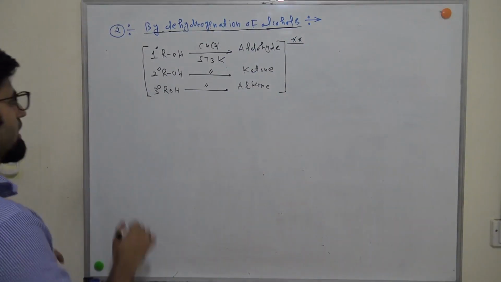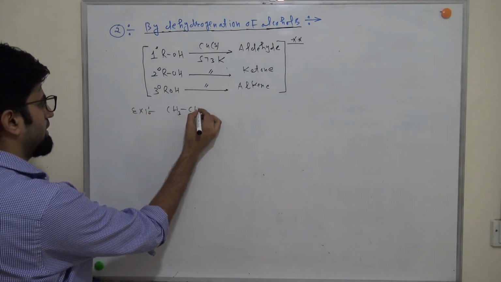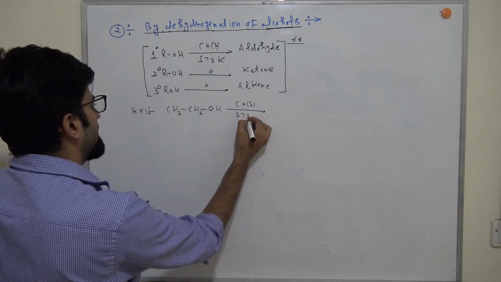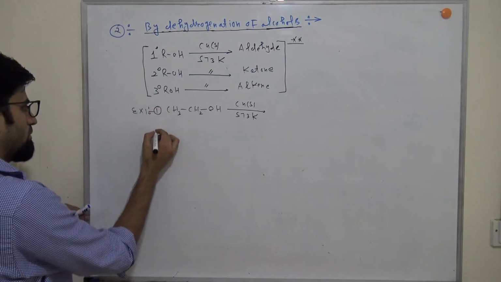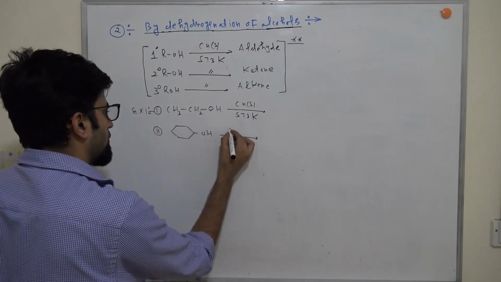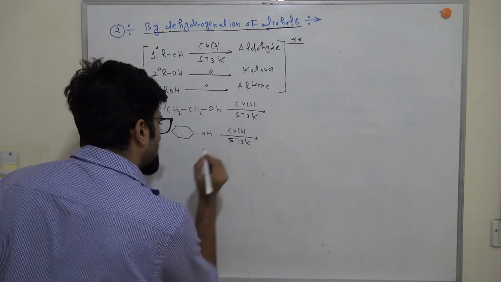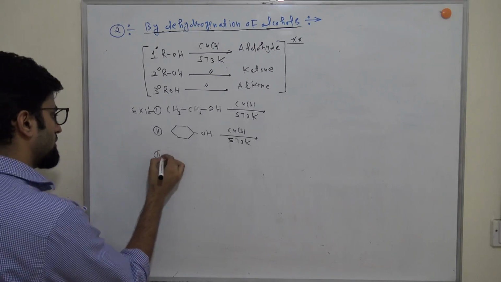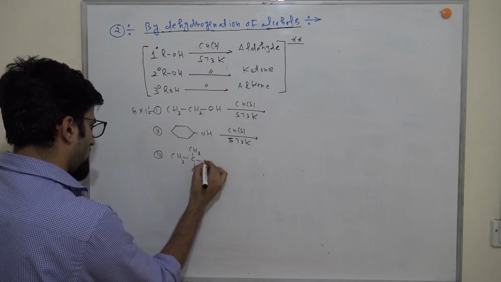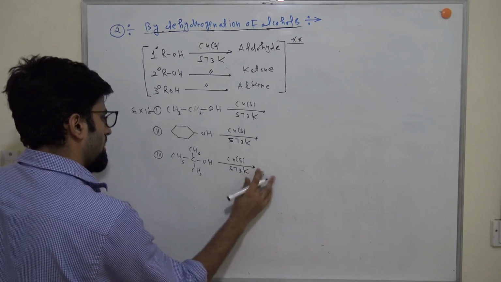Okay, let's also do a question. Suppose I am asking you CH3CH2OH, copper solid, 573 Kelvin, complete. Okay, question number 1. Question number 2 is copper solid and 573 Kelvin. Question number 3.